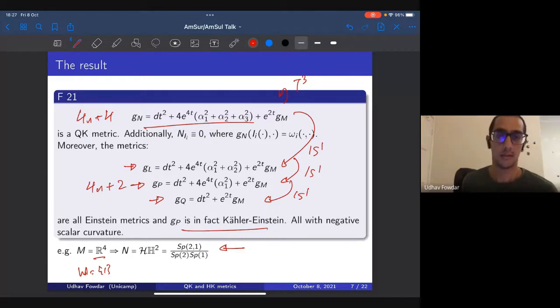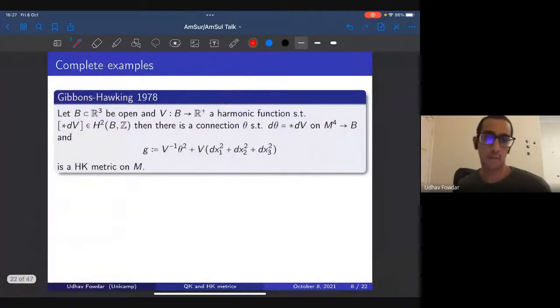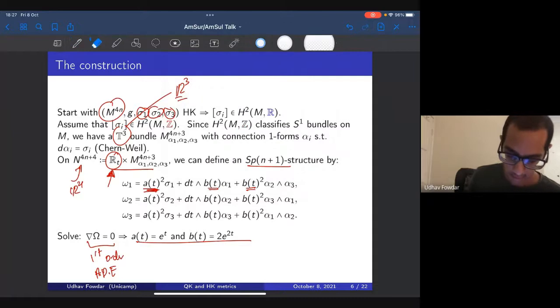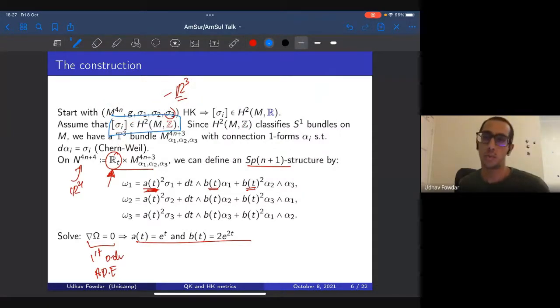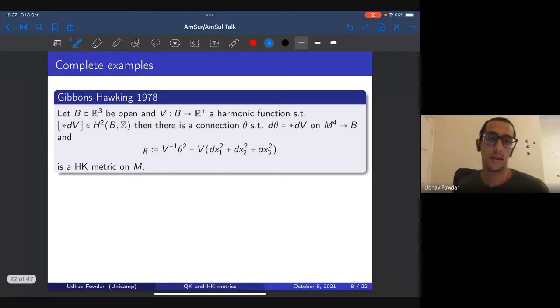So now you might wonder at this point, how does one produce complete examples from this construction? Because earlier, to make the proof work, there's only one assumption that I really needed. All I really needed was that my hyperKähler triple defined integral cohomology classes. So you might wonder, how often does that happen? Is there a systematic way of finding such examples? I want to tell you about one way of producing such examples in dimension 8.